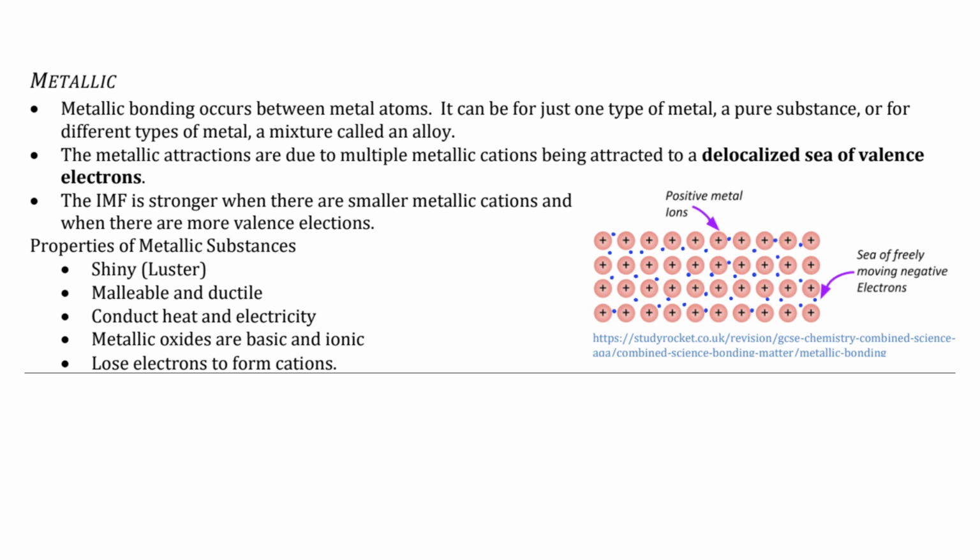The metallic attractions are due to multiple metallic cations being attracted to a delocalized sea of valence electrons. This phrasing right here is important. The IMFs are stronger when there are metallic cations and when there are more valence electrons. So you have your ions, and you have a sea of free moving negative electrons.